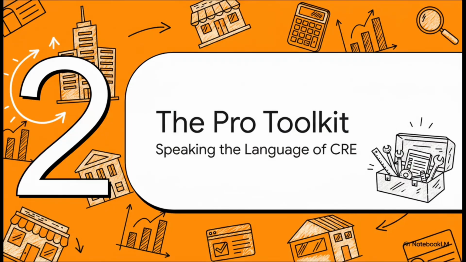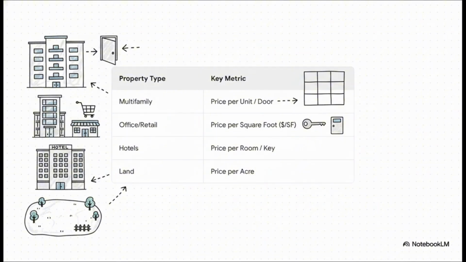Okay, but to do this like a real pro, you have to go way beyond just looking at the final sale price. You've got to speak the language of commercial real estate, or CRE. So let's crack open that professional toolkit. Here's a really key concept. You can't just compare, say, an apartment building to an office tower using the same ruler. It just doesn't work. So what pros do is they use a specific price per unit for each type of property. For apartment buildings, they look at the price per door. For an office or a retail space, it's all about the price per square foot. And for hotels, it's the price per room, or per key, as they sometimes call it. This is how you get a real apples-to-apples comparison.